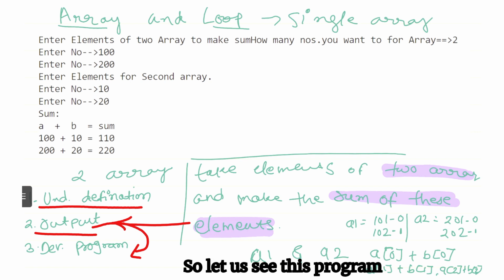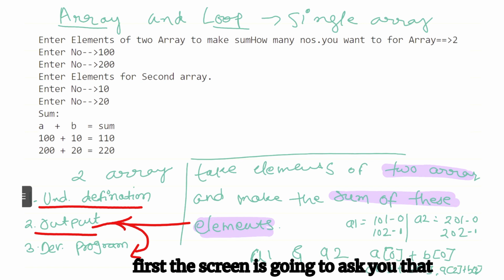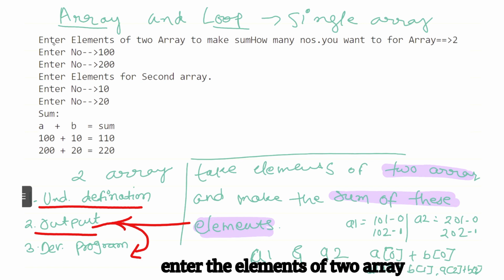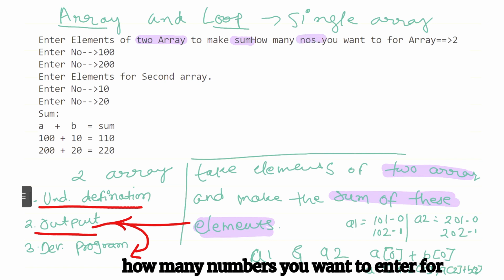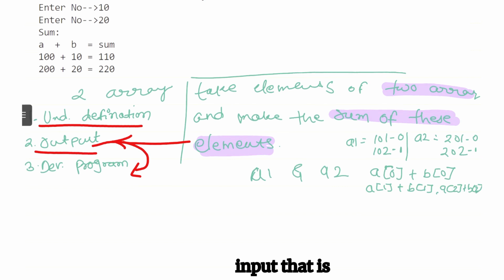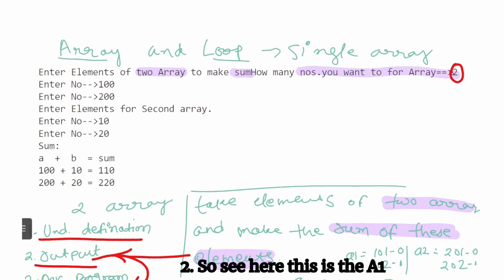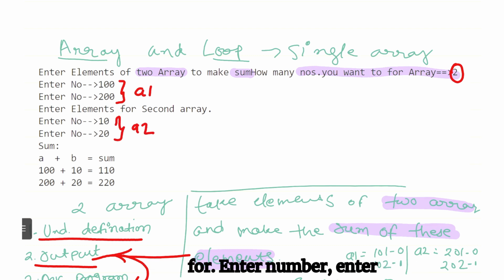So let us see this program output as I have already designed. First the screen is going to ask you to enter the elements of two arrays to make the sum. It's going to ask you how many numbers you want to enter for the array, and we are giving the input 2. So see here, this is the A1 and this one is the A2. It's asking you to enter a number 2 times because we have mentioned 2 here.